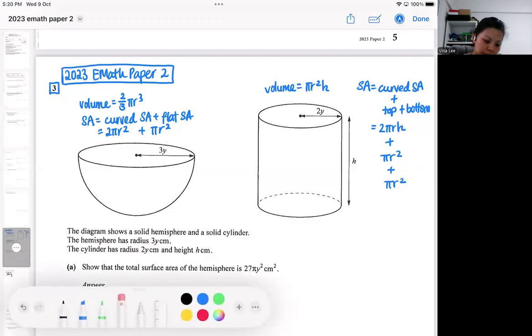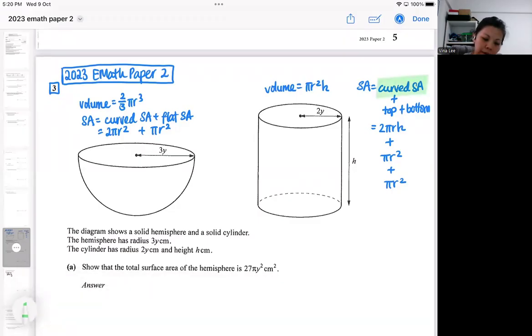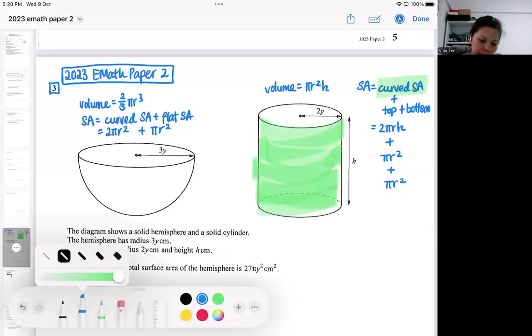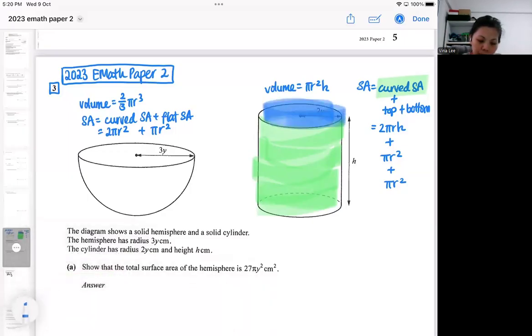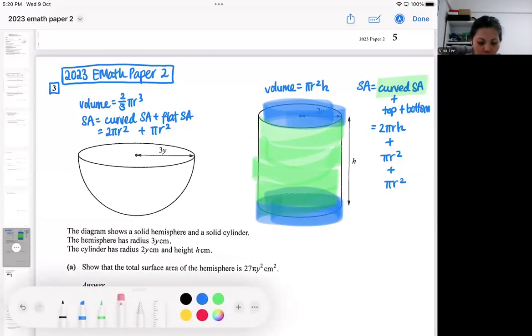We have the curvy part, which is the one at the side. It's the one that you see as a piece of paper on a tin can. And then here we have the top and we have the bottom. Again, in this question, this is a solid, so we have both the top and the bottom. But there are some questions that don't.